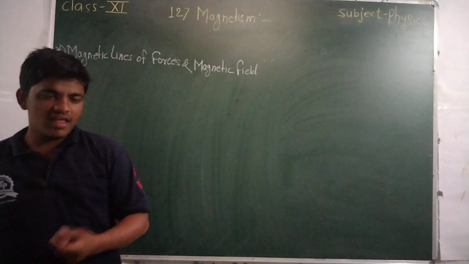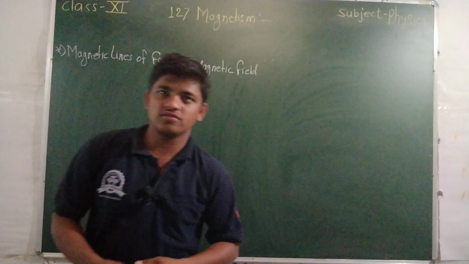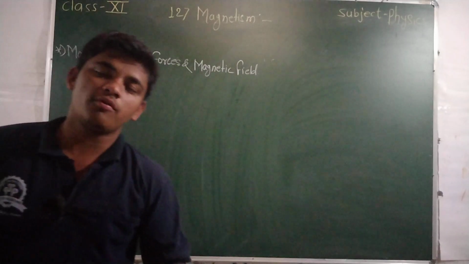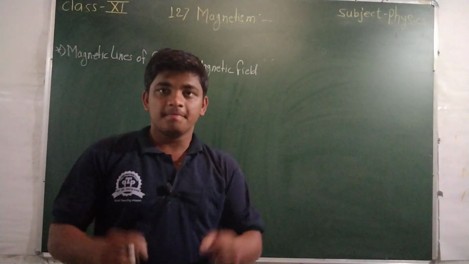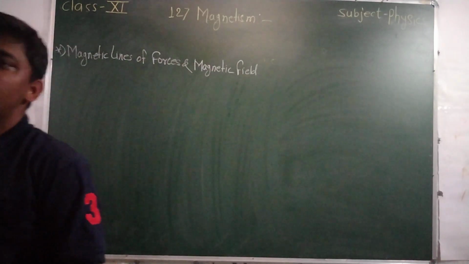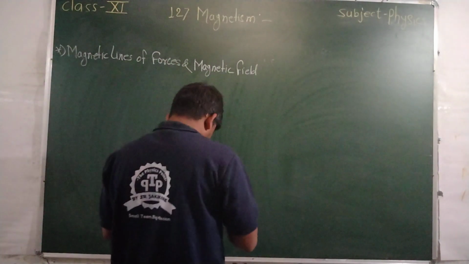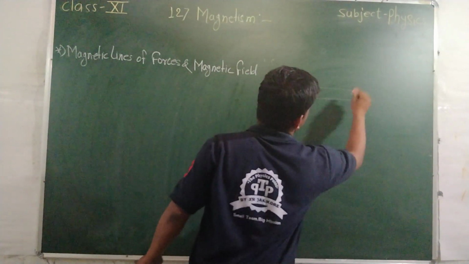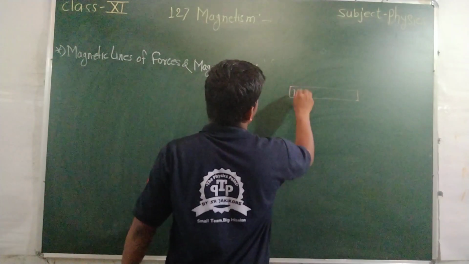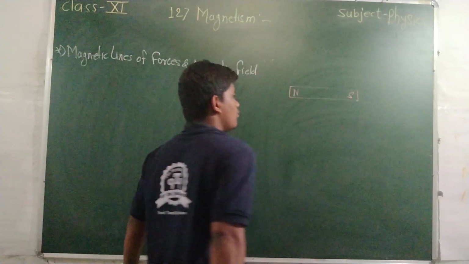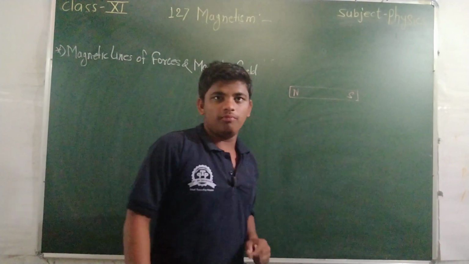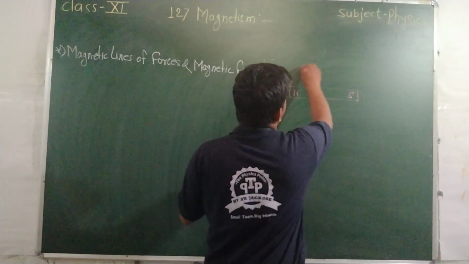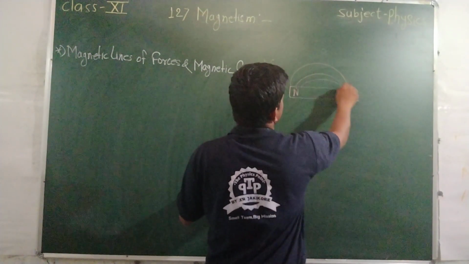Like the electric field, the electric lines of forces start from negative charges and go to positive charges, from the negative pole to the positive pole. The magnetic lines of forces originate from the north pole. I will draw a diagram here. This is the bar magnet, and this is the north pole and this is the south pole. The magnetic lines of forces originate from the north pole and terminate or end at the south pole.